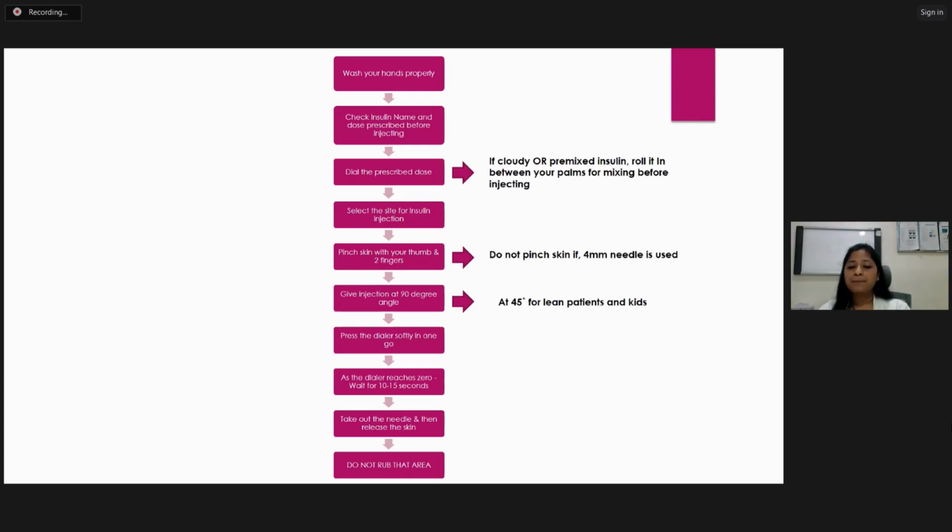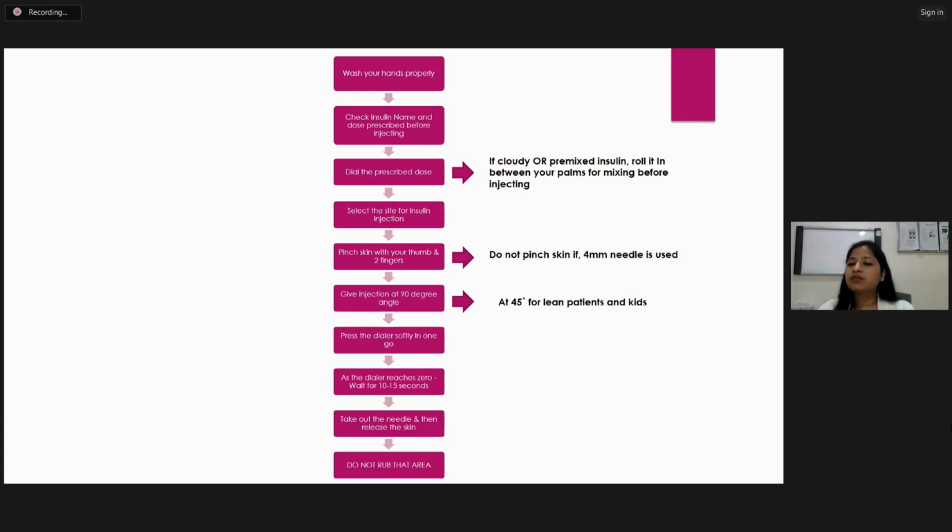They have to press the dialer softly in one go, and after the dialer reaches 0, they have to wait for 10 to 15 seconds with the needle inside the skin, because if they take it out immediately, half of the medicine can come out with the needle. After that, first take out the needle and then leave the skin. Do not rub that area. It is very important, because if you rub it, your insulin will get absorbed sooner.